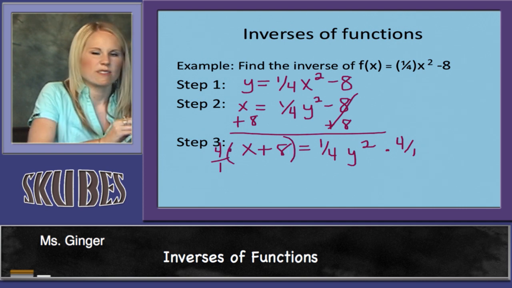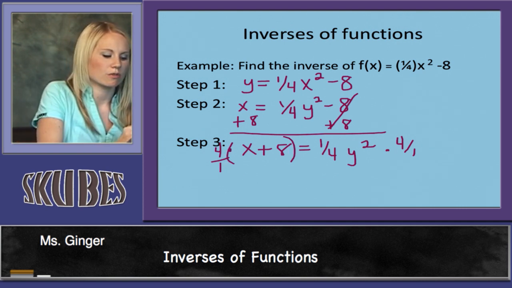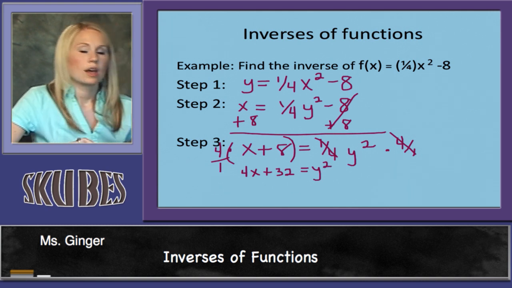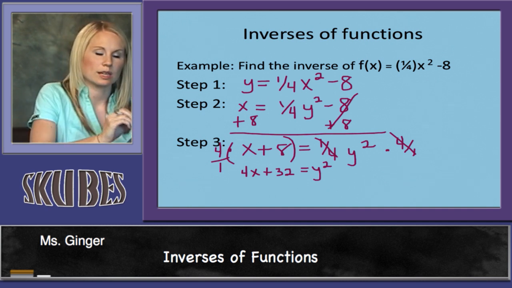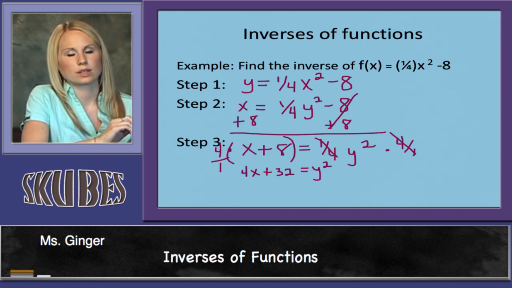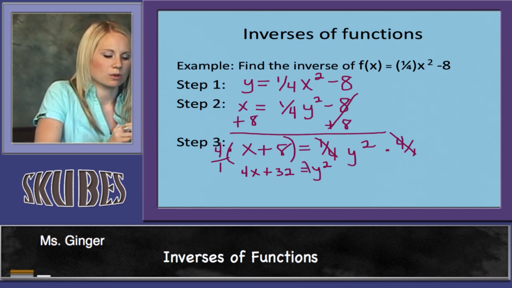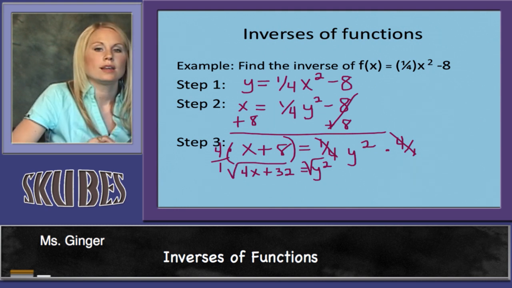Alright, so we'll have a little bit of distributing to do here. So I've got 4x plus 32 equals, these fractions are gone, y squared. Alright, we are still not done because we don't want y squared, we just want y. So to get rid of a squared power, we're going to take the square root of both sides, and now we're done.